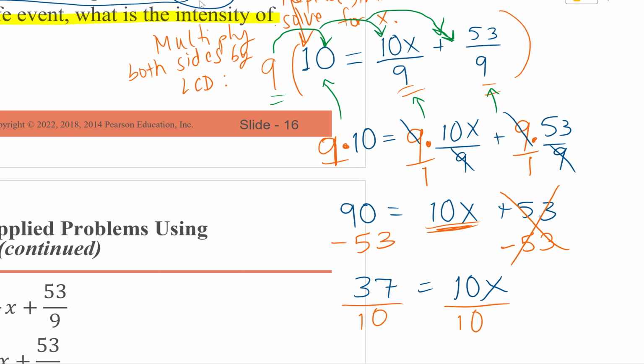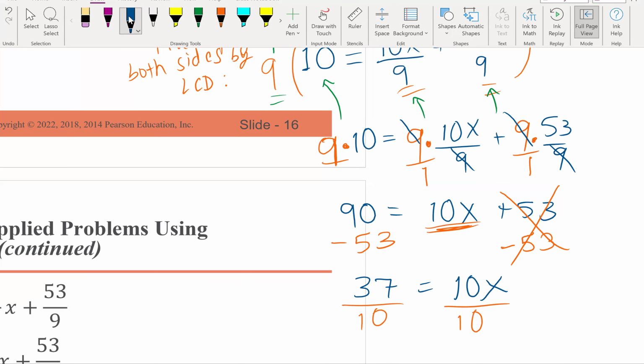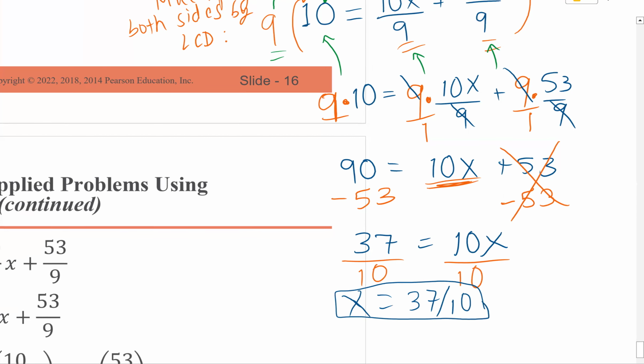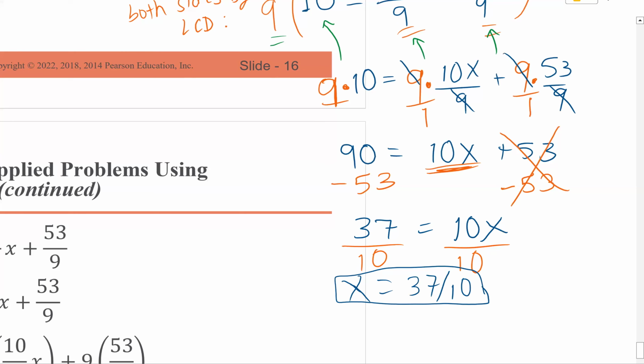Okay, looks like that's x. x is 37 over 10, which doesn't reduce. So this would be a good answer in a math class. Like I said, you don't really want a decimal, but since this is real life, you might want to actually divide it to determine what this means. 3.7 would be the number.